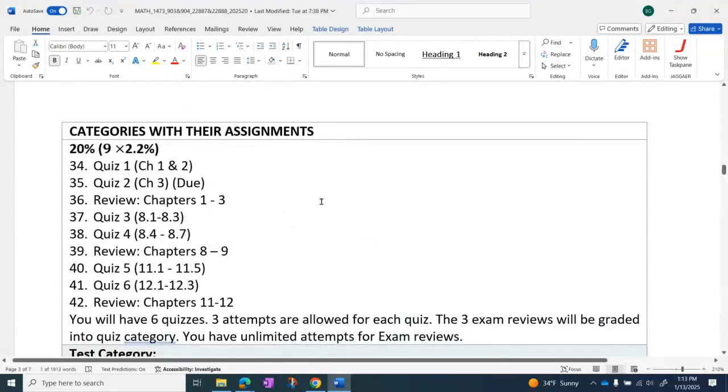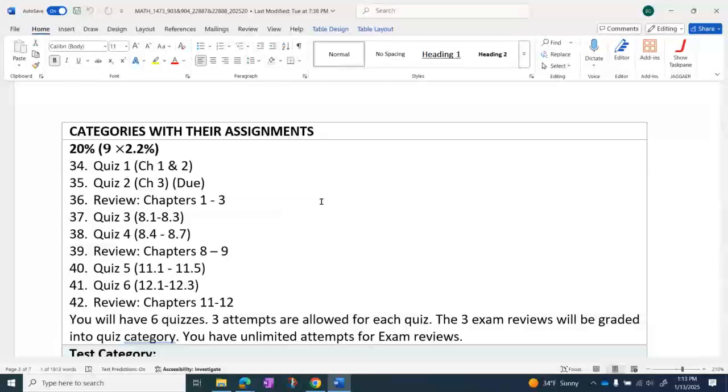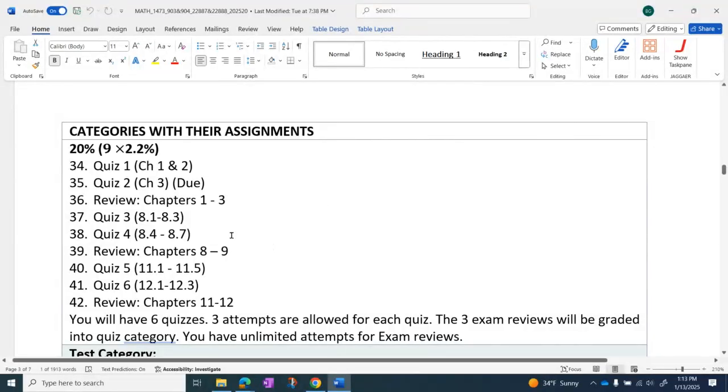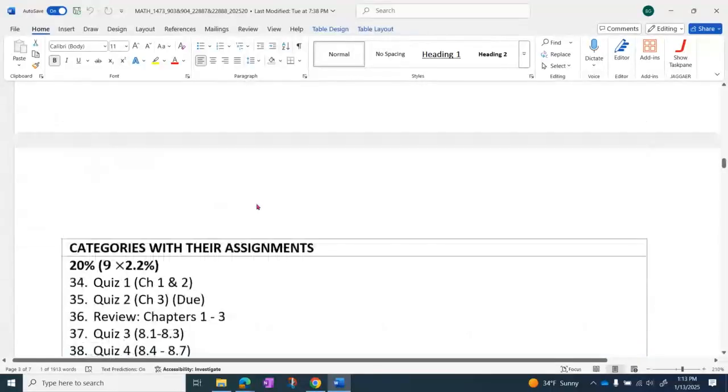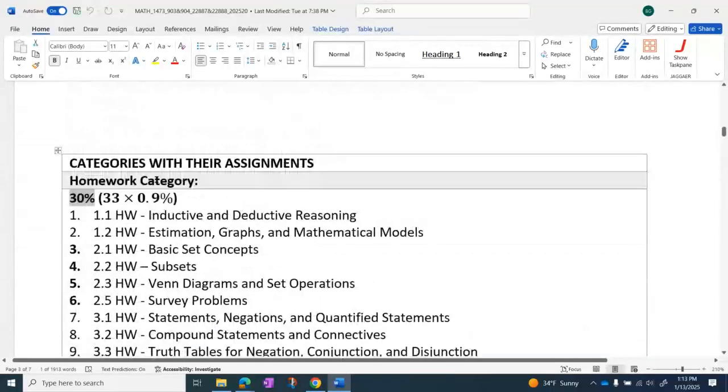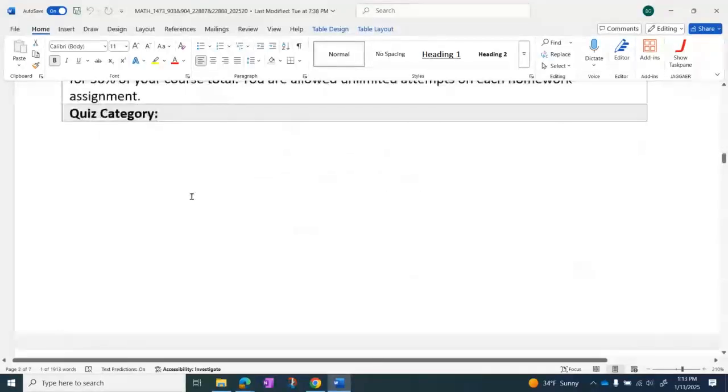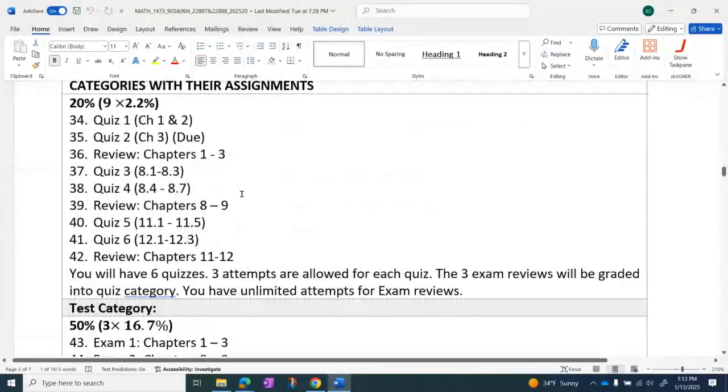Those quizzes, by the way, are not proctored. You can take the quiz anywhere, whenever it's convenient for you. So technically, this 20% is also in your hand. All right. So 30% homework assignments, 20% quizzes and the reviews, together 50%. Those 50% is half of your course total.